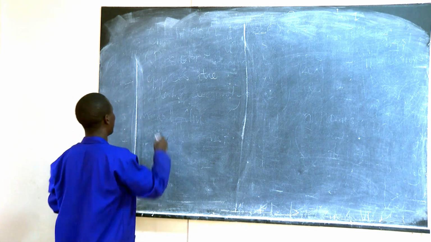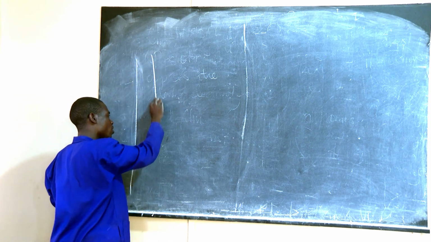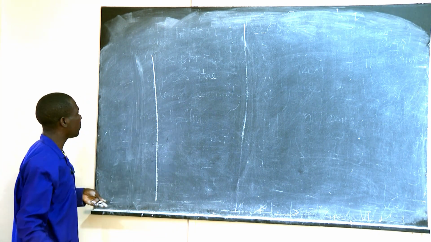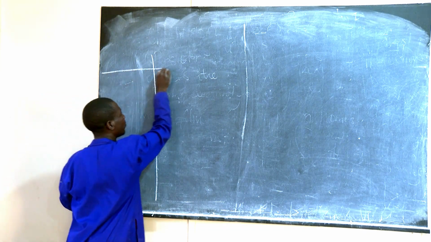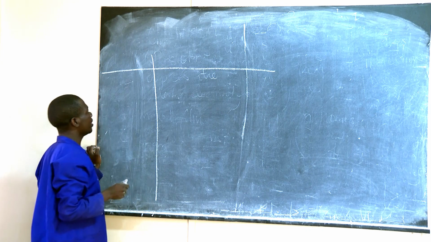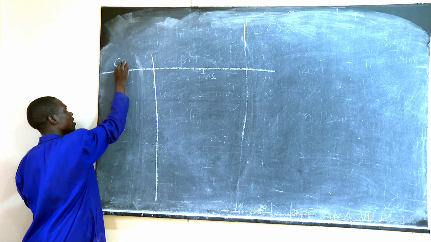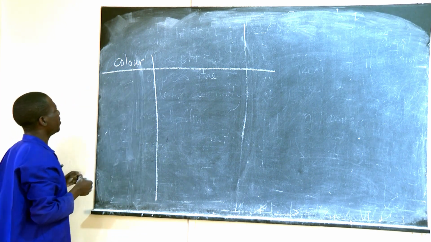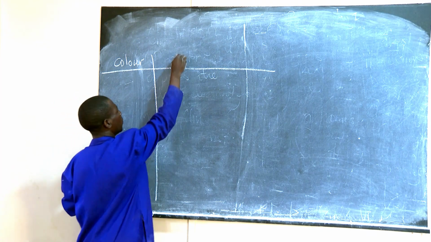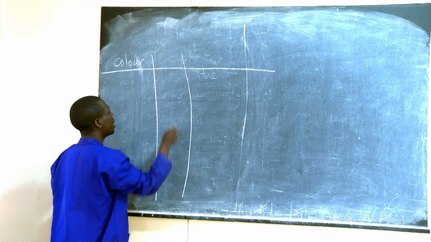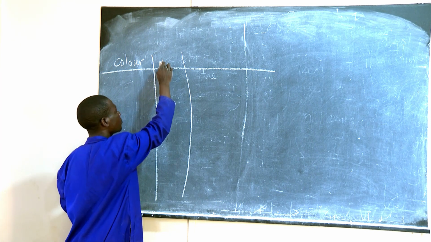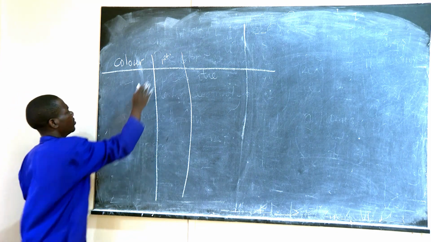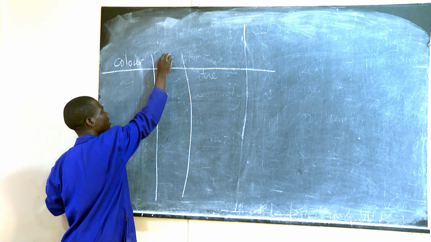First of all, we can draw this first one. This is our first line. Then we draw also this. After drawing that, we write here colors. This is our colors. Then after that, we also have here, this will be our first band.